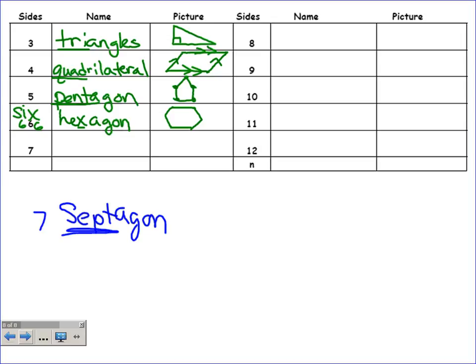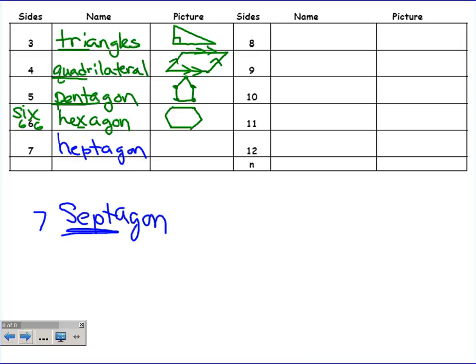Sep actually means 7 in Roman. Sep means 7, so 7. But I don't know why we've changed it, but we've changed it to a heptagon, changing the S to an H. I'm not going to draw 7, 8, 9, 10, 11, 12. Just know that it has that many sides. Is that okay? Okay.